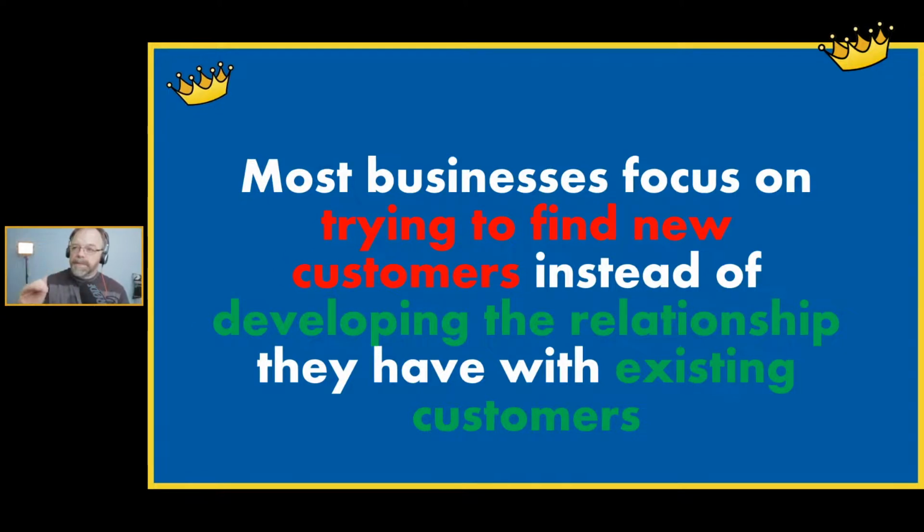So most businesses focus on trying to find new customers. And as you can see, that's in red because that is the most expensive part of the process, instead of developing the relationship they have with existing customers. And you can see that's in green because that is the least expensive part of the process.